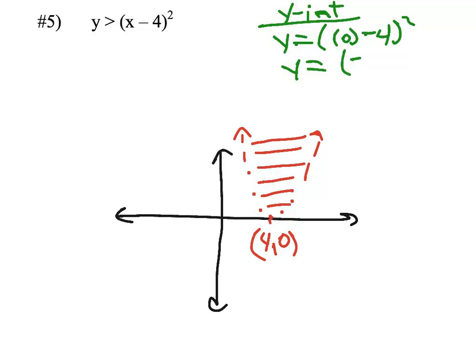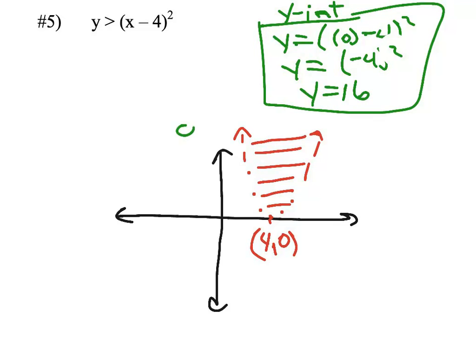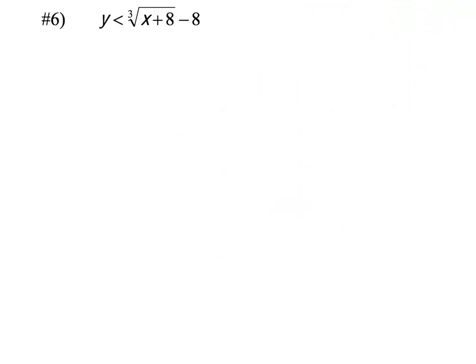Simplify it. 0 minus 4 is -4. -4 squared is 16, positive. That's it for number 5.